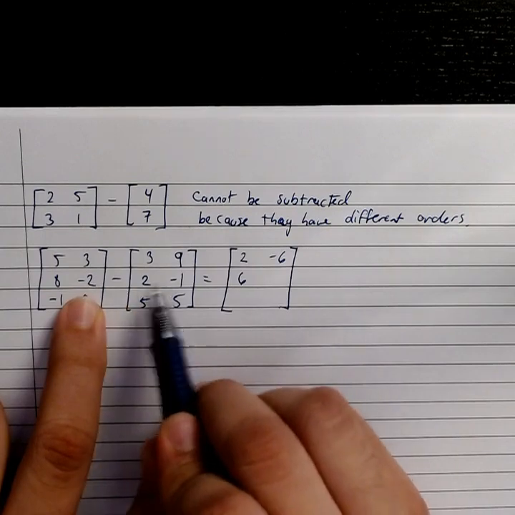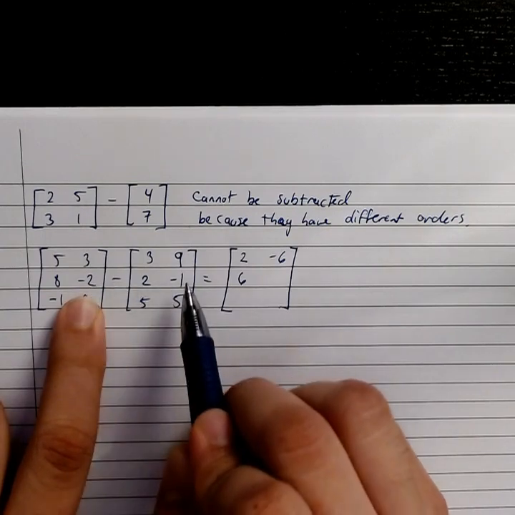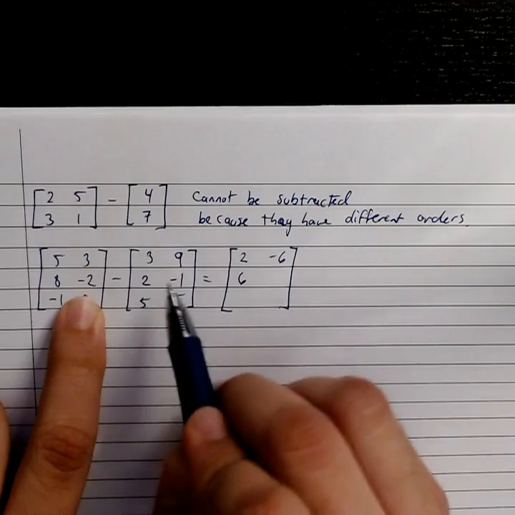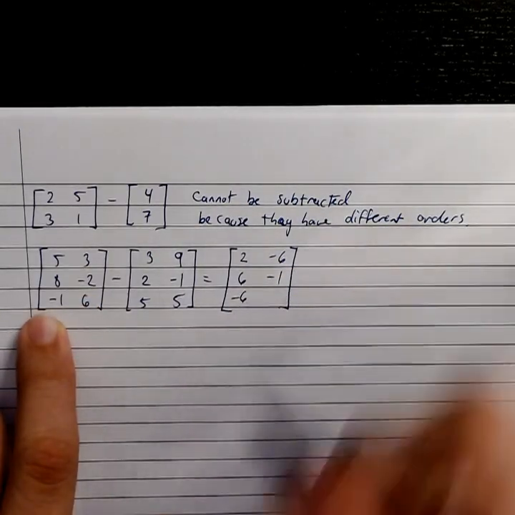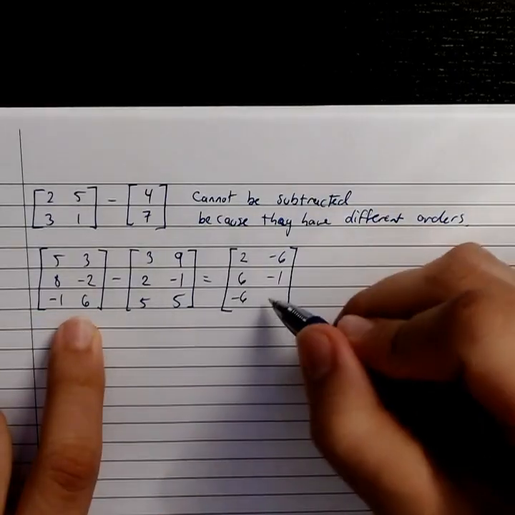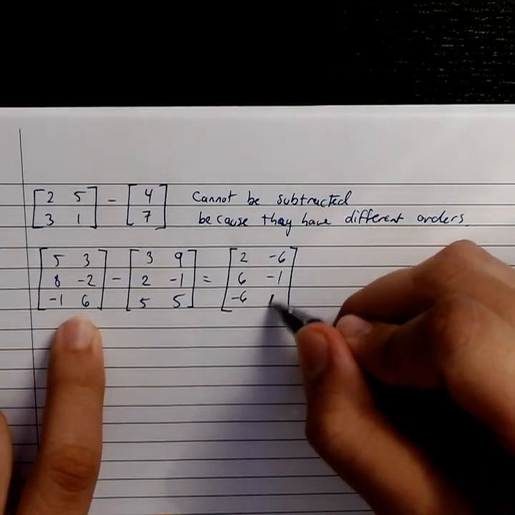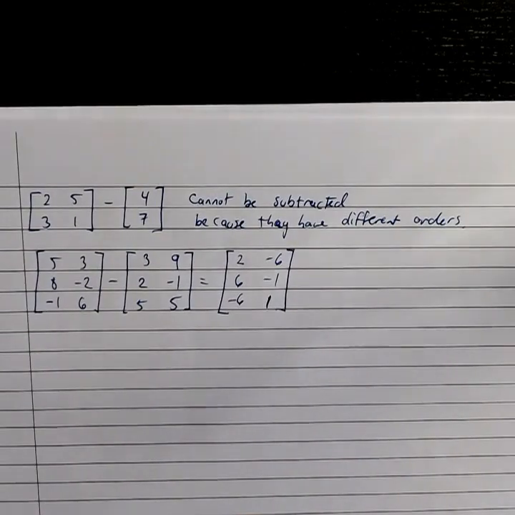Careful, that's a double negative. So negative 2 minus a negative 1. Well, that's negative 2 plus 1. That's negative 1. Negative 1 minus 5 is negative 6. And 6 minus 5 will give me 1. And there we go. That is our difference.